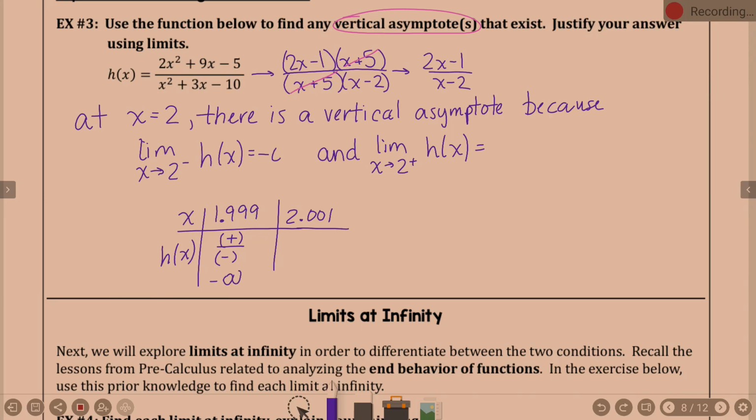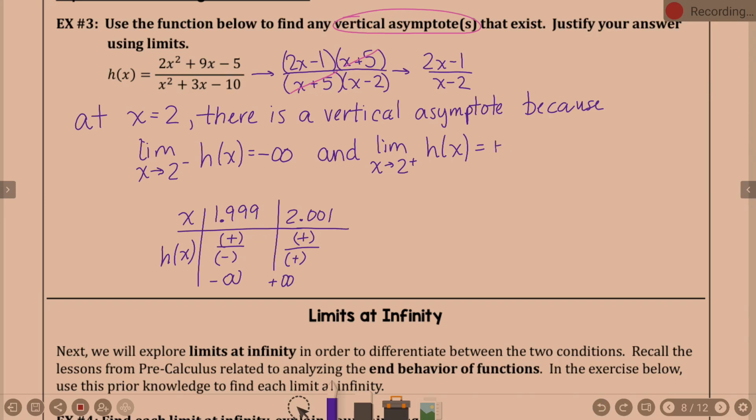If we think about plugging in 2.001, well, the top is still going to be a positive, and that's a number that's getting larger, whereas the bottom, 2.001 minus 2, is almost 0, but it's positive, right? Just becoming very much smaller. So positive divided by positive makes this equal positive infinity.